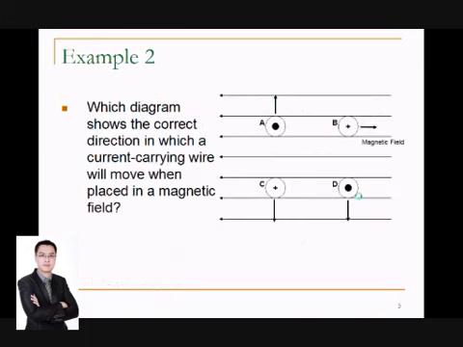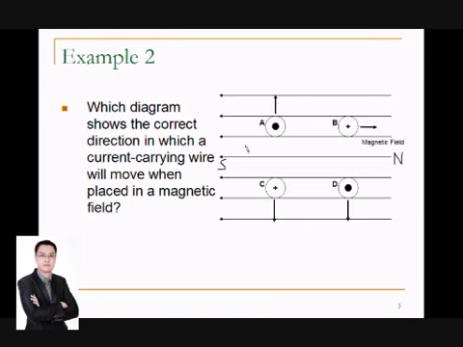Let us take a look at example 2. Which diagram shows a correct direction in which the wire will move when placed in a magnetic field? First of all, the magnetic field has a series of arrows pointing from right to left. This shows that on the right hand side, the field is north, and towards the other side, the field is south. So this is where your index finger will point using your Fleming's left-hand rule.